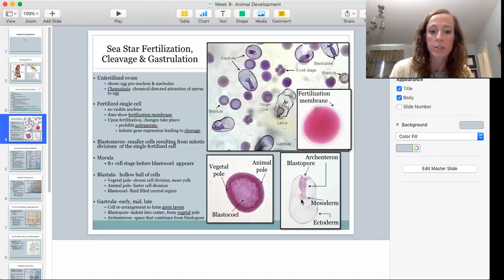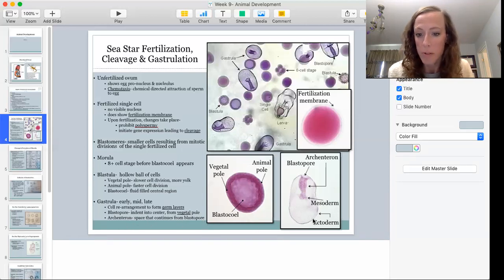Some organisms, that first indent will become the mouth. Other organisms, that first indent will become the anus. But both ends, obviously, will be forming the beginning and end of that digestive system. Okay. All right. So I'll just mention also the blastopore, the indent in the center, is from the vegetal pole, and the archenteron is the space that continues from that blastopore.